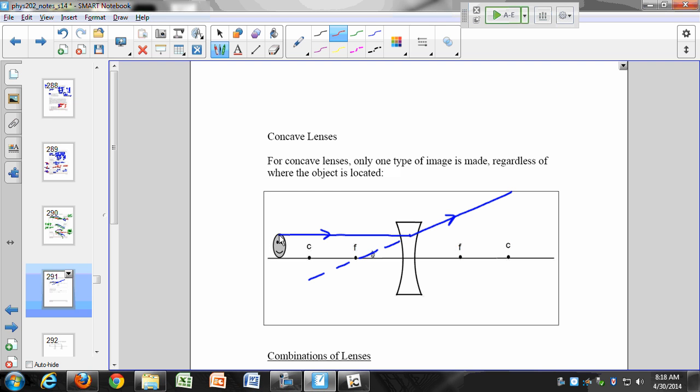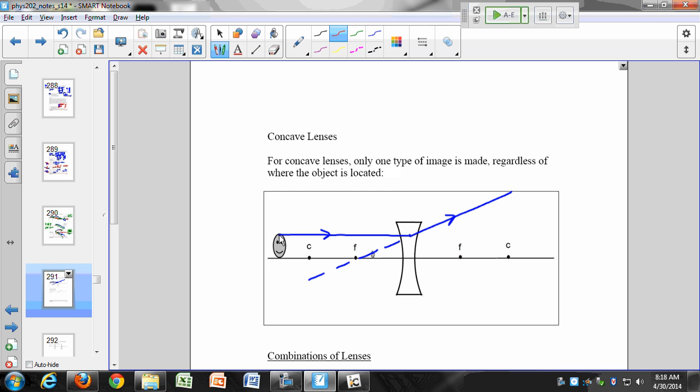For this next one, watch closely. I go through the focal point and then parallel to the axis. But I'm not going to go through this focal point. I'm going to go through this focal point on the opposite side. There's really no easy way to remember this. You sort of have to remember how to do it.